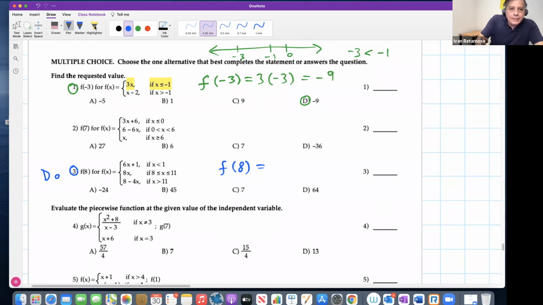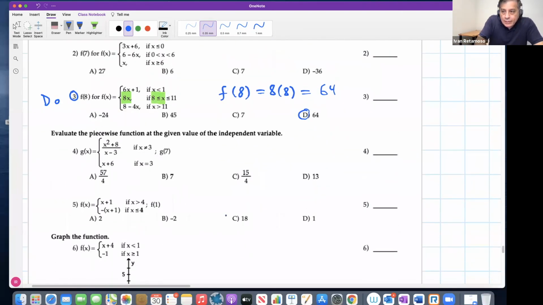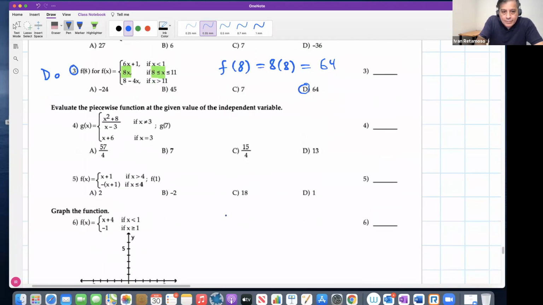Okay, so hint, look at this part. This is saying that for x greater or equal than 8, you should use this formula. So this is the one that we have to use. So 8 times 8 equals 64. Yeah, very good. So 3, this one you can do at home. Okay, I hope you will be okay with that.